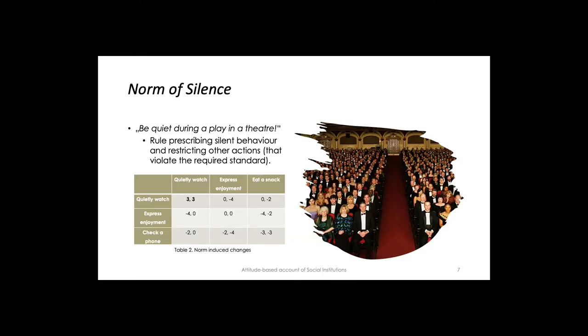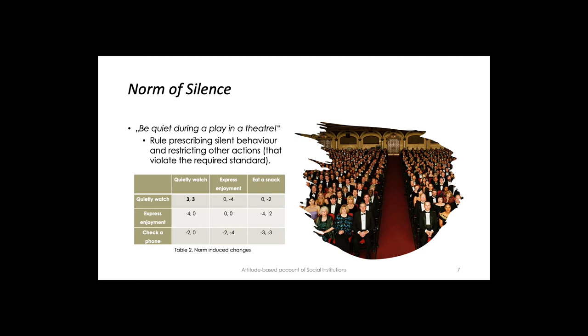The issue is, of course, how to achieve a socially beneficial state, and the role of equilibrium theory is to approach cases like this in a simple manner. Institutions are devices that help us to achieve and sustain coordination by means of the profile of strategies in equilibrium. For instance, a social norm of being quiet during a play in a theater is a rule that prescribes silent behavior and restricts all the other actions violating a required standard.